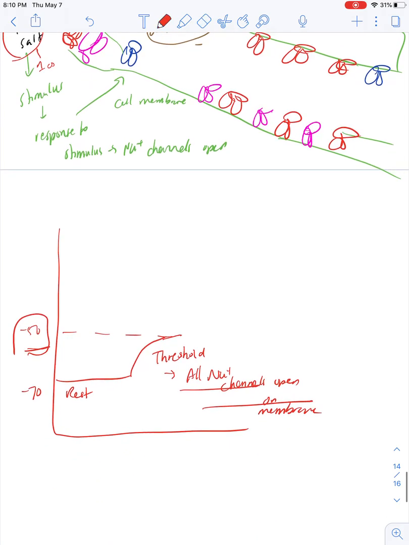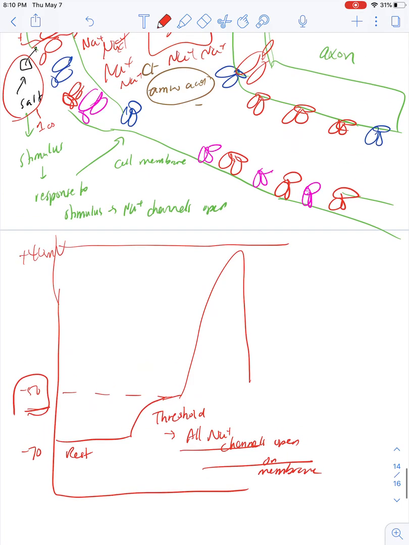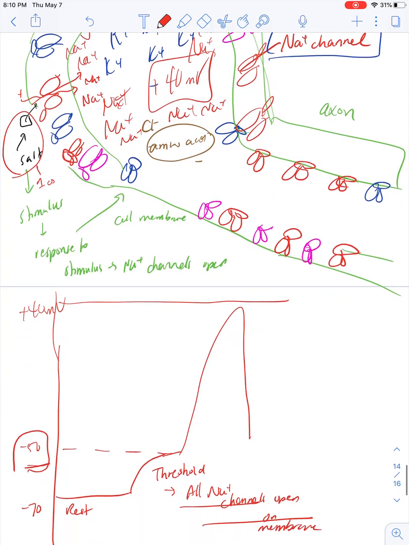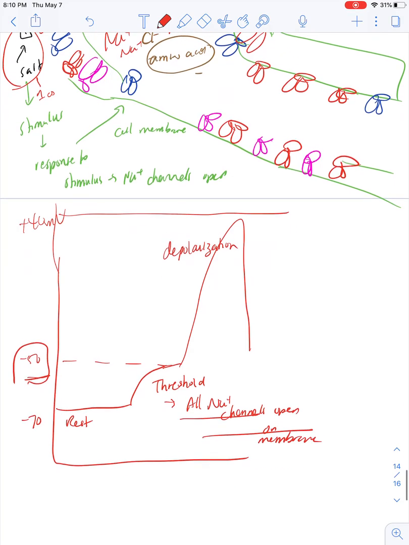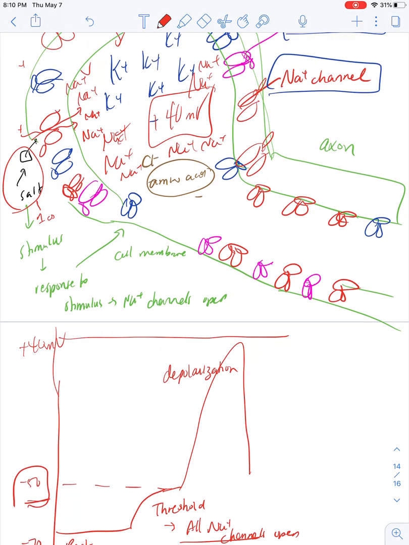And so what is happening on our diagram here is, boom, you hit positive 40 millivolts. That's how positive the inside is becoming. The inside went from negative 70 to, with all the positive sodium and positive potassium on the inside, positive 40, and this is called depolarization. Rest is also called polarized, or sometimes resting membrane potential. So you're at resting membrane potential, or polarized, you hit threshold, and then you become depolarized because all the sodium channels open and sodium rushes in.